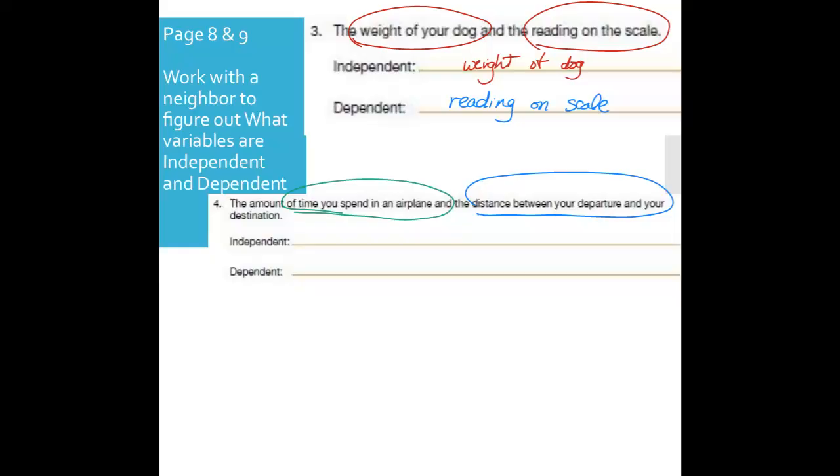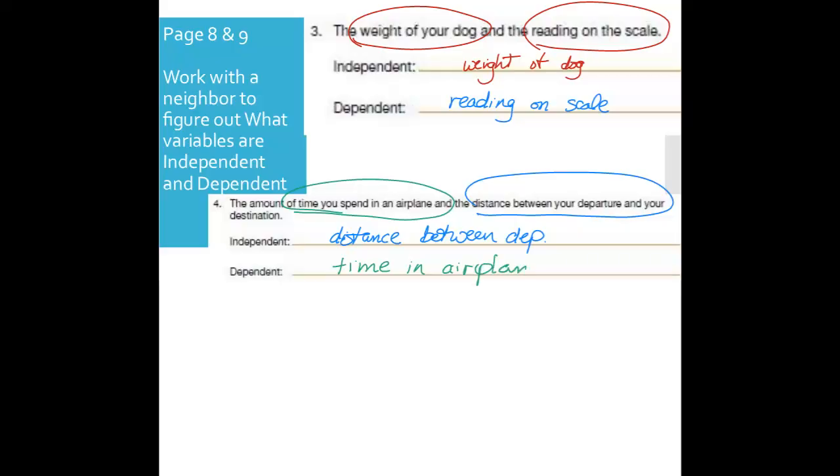Distance, yes. So if you are here in Indianapolis and you go to Columbus, Ohio, you're not going to be on the airplane as long as if you went to Los Angeles from Indianapolis. So distance between departure is independent, and dependent is time in an airplane.